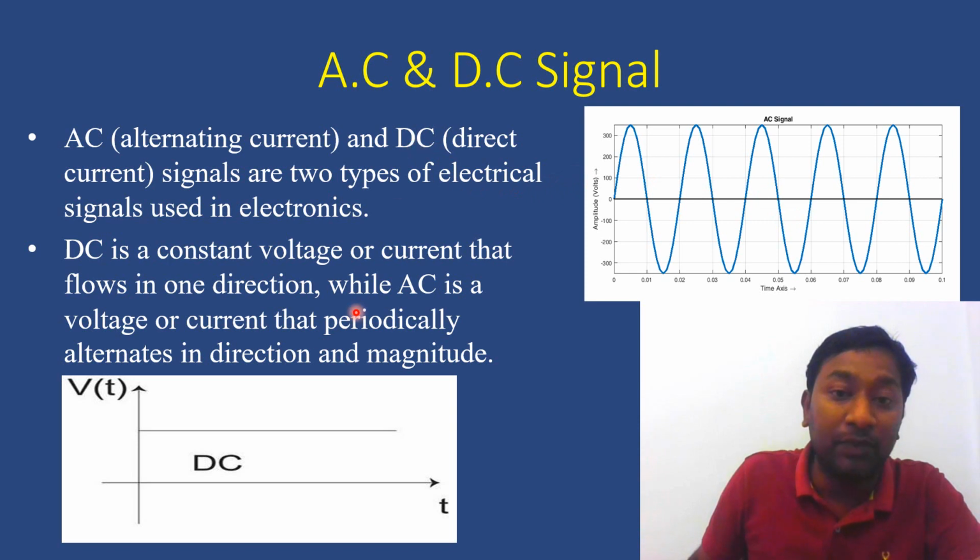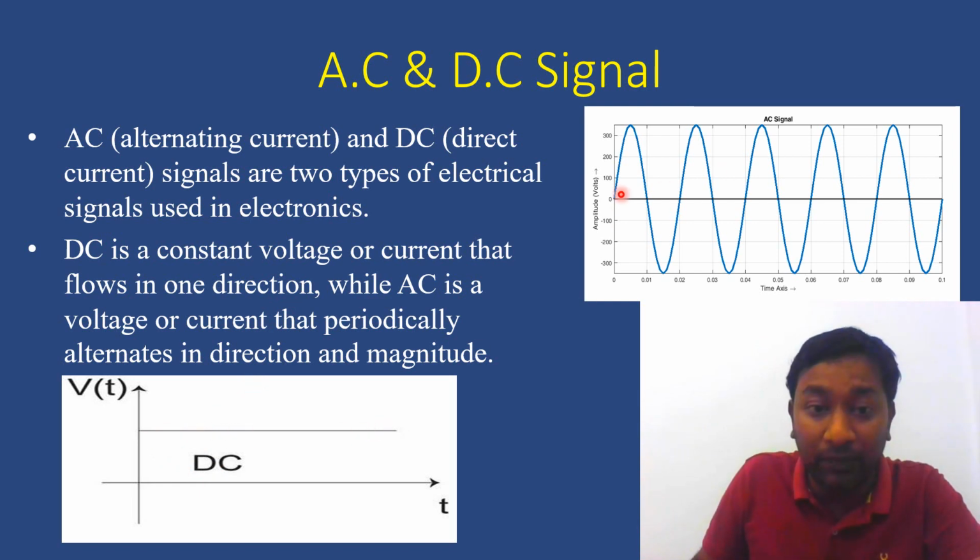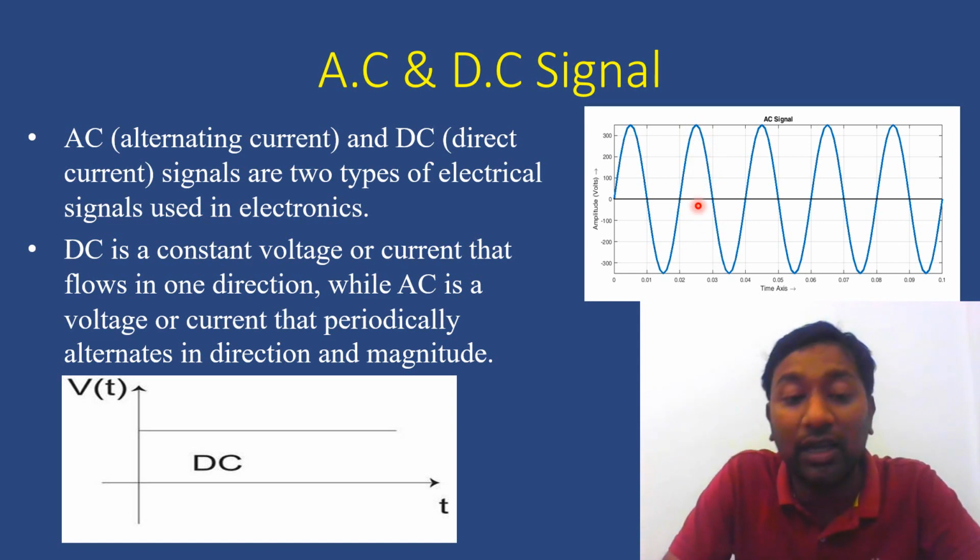Now coming to DC, DC means a fixed value. DC is a constant voltage or current that flows in one direction only. But AC is a voltage or current that periodically alternates in direction and magnitude. Here we have seen this is positive and this comes under negative. So it changes its magnitude as well as its direction. It continuously changes its direction as well as magnitude.